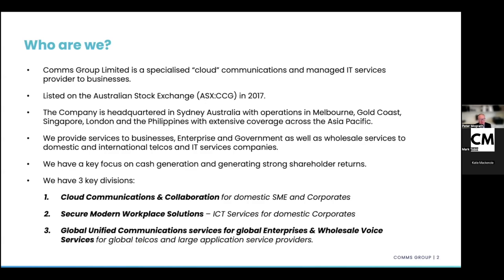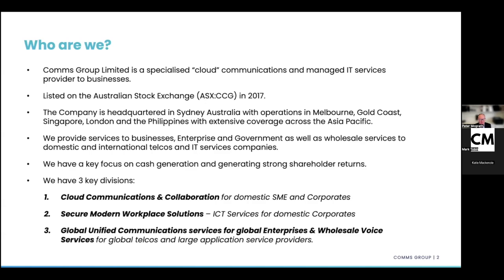We have made a number of acquisitions over the years. We're very careful with our acquisitions. We want them to fit well into the business, and we want to obviously be able to extract synergies. We're headquartered in Sydney, Australia, where we have our main operations. We also have operations in Melbourne, the Gold Coast, Singapore, London, and the Philippines. And across the Asia Pacific, we've focused in the last few years on extending our reach into many countries where we have a license to operate.